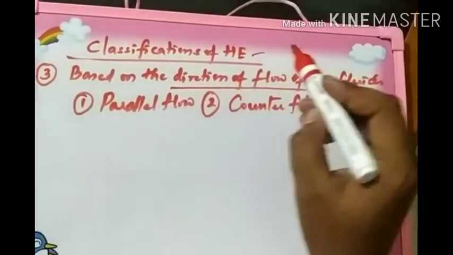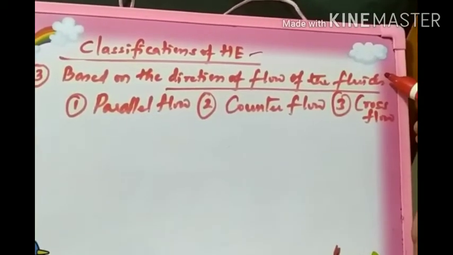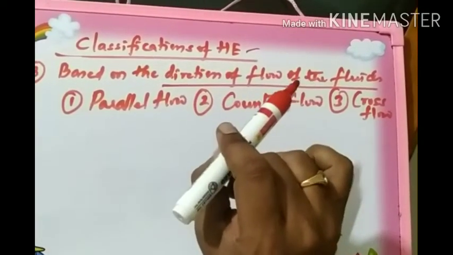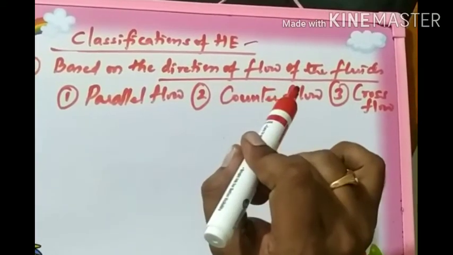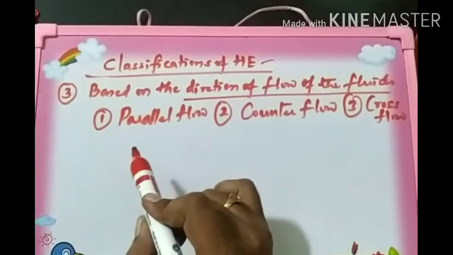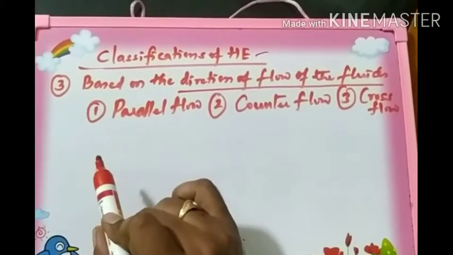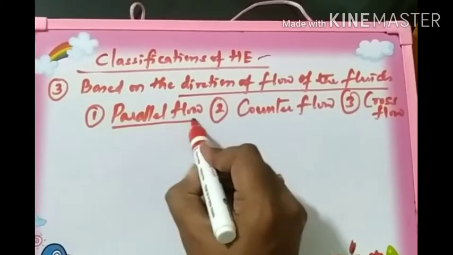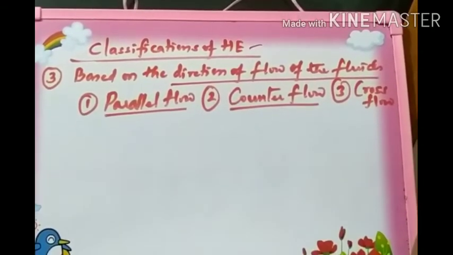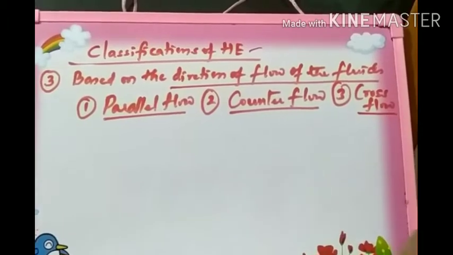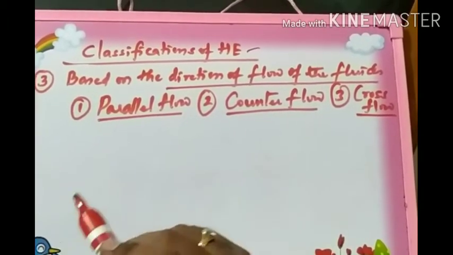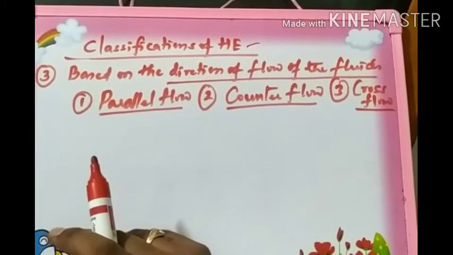I repeat, based on the direction of the flow of fluids, please understand in what direction the two fluids are flowing in the heat exchanger. Based on that, we can have three types of heat exchangers. First one is called parallel flow heat exchanger, second one is called counter flow heat exchanger, and the third one is called cross flow heat exchanger. Now let us understand what exactly they mean.